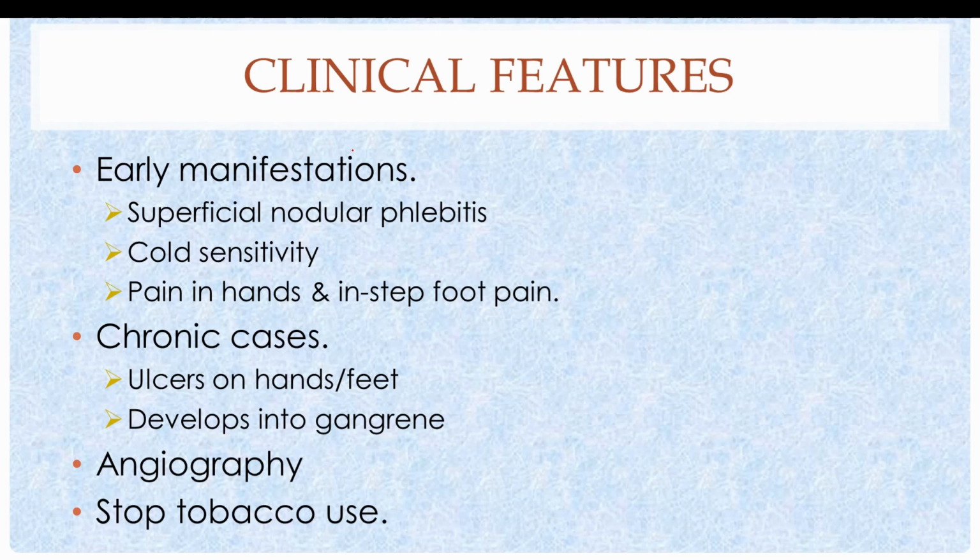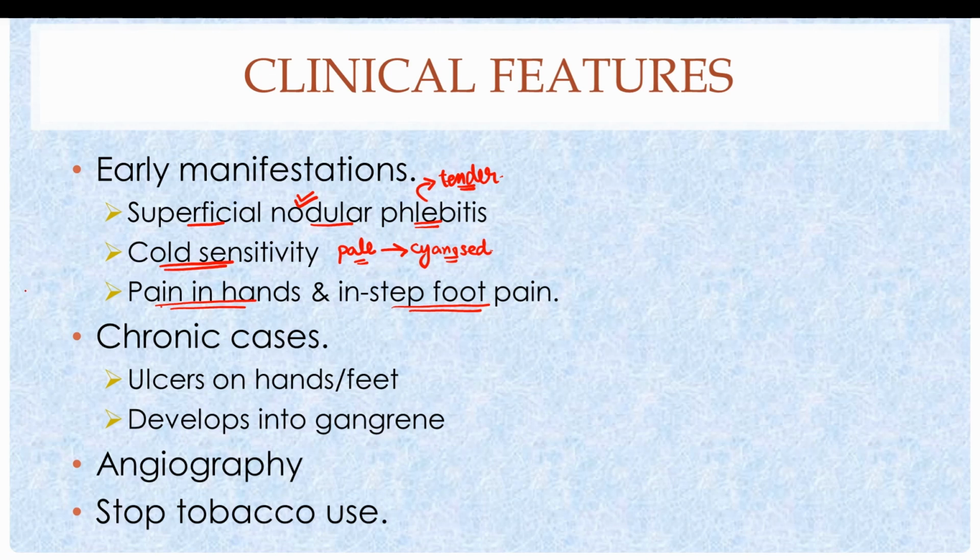So the disease exclusively occurs in the smokers, and the early manifestations of the disease include superficial nodular phlebitis, which is characterized by the nodular appearance of the superficial blood vessels, and they are painful. There is cold sensitivity just like in Raynaud's disease, so the exposure to cold results in pale discoloration of the fingers or toes, which later turn bluish or cyanosed due to lack of blood supply. Claudication or pain is also present in the hands and instep of the foot.